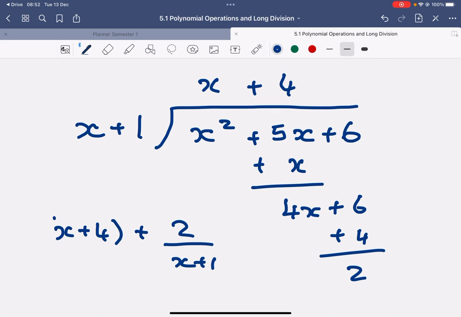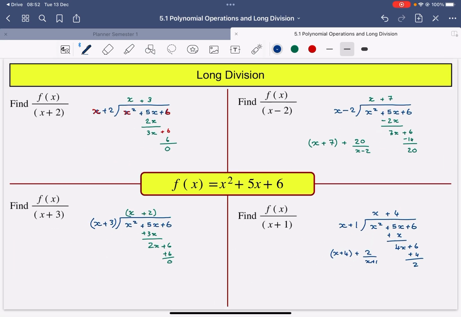That's the remainder. So this is a very quick introduction, or rather an easy introduction, to long division using some quadratics just to get you used to it.